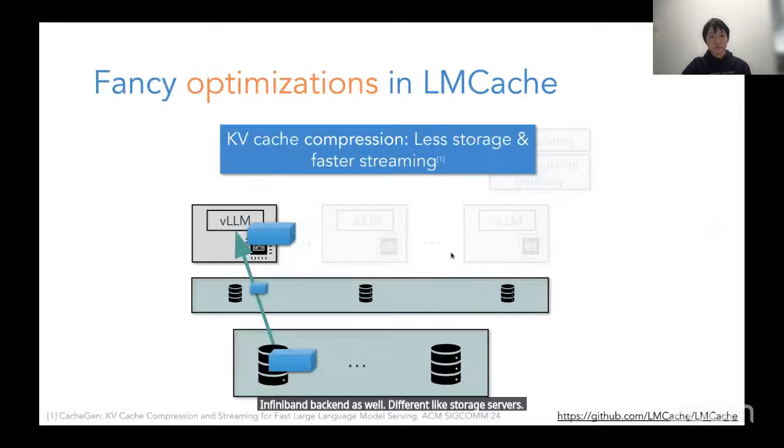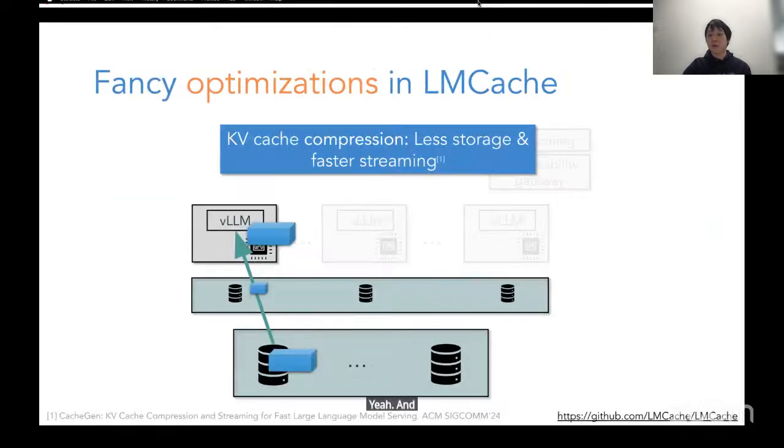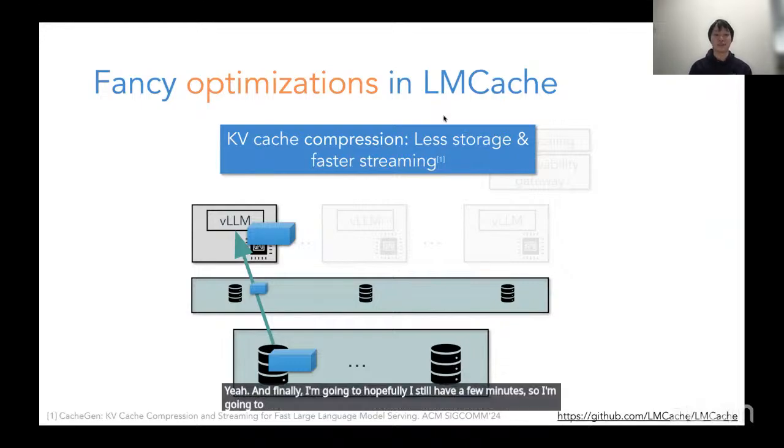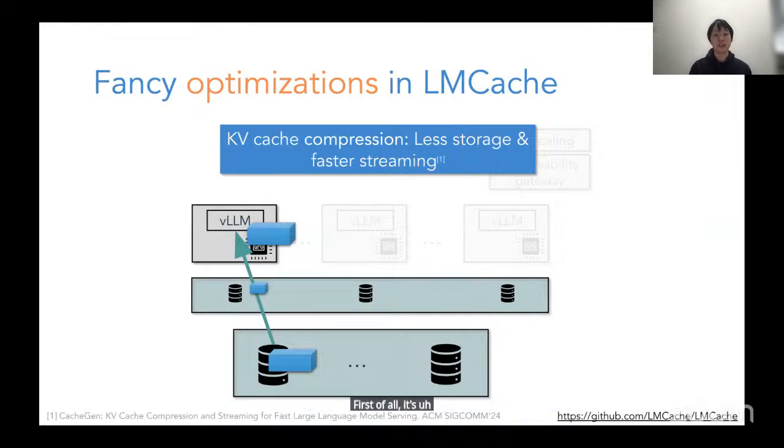Finally, hopefully I still have a few minutes, so I'm going to quickly go through a few fancy optimizations in LMCache. These are optimizations from the papers in our group. The first optimization is about KV cache compression.